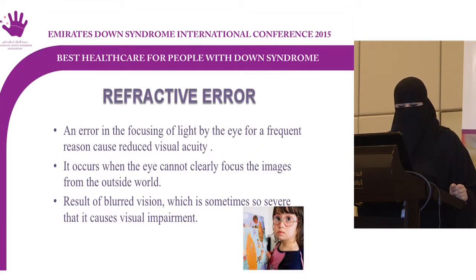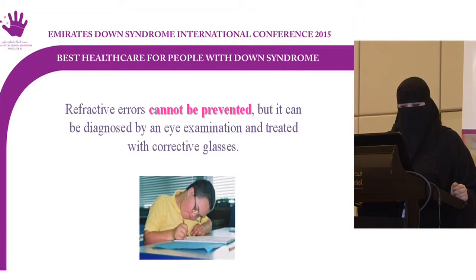First of all, refractive error. It's an error in focusing the light by the eye, which causes reduced visual acuity. It occurs when the eye cannot clearly focus the image from the outside world. It results in blurred vision, which is sometimes so severe that it causes visual impairment in children. Refractive error cannot be prevented, but it can be diagnosed by an eye examination with an optometrist or ophthalmologist and treated with corrective glasses.